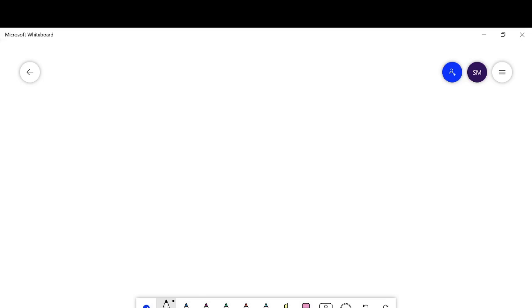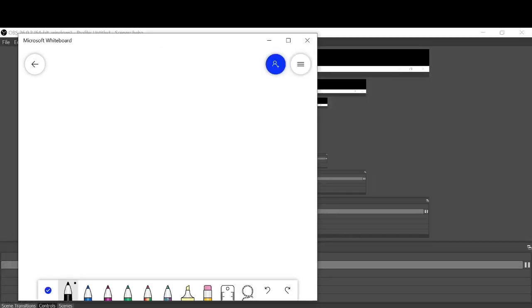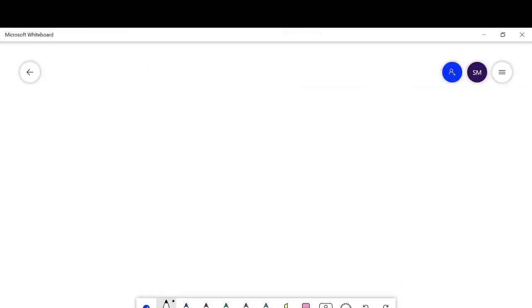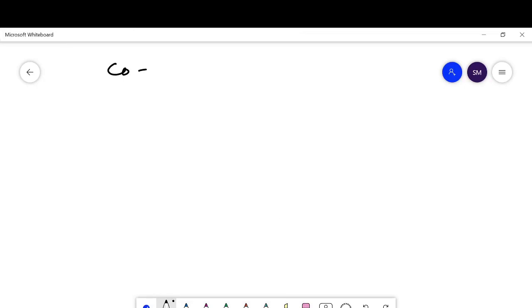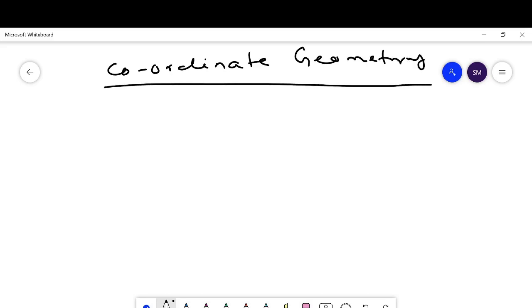Today we start a new chapter, coordinate geometry. This is a very important chapter. Please concentrate. What is coordinate geometry? You know students what is coordinate geometry?